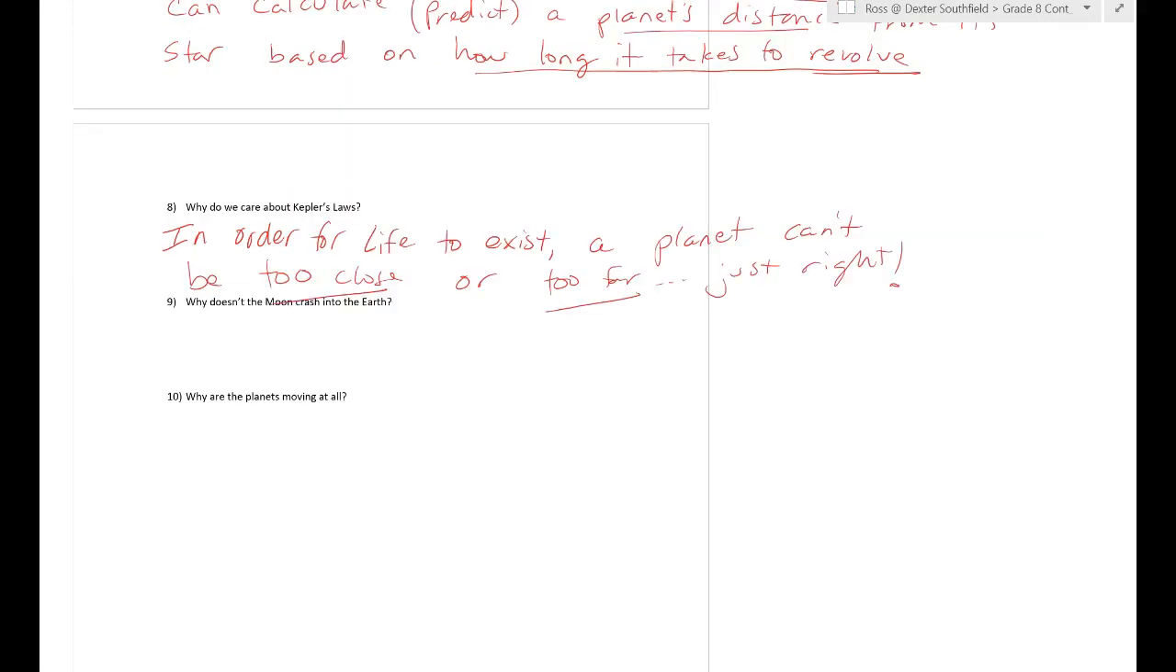So with 9 and 10, I'm going to actually answer number 10 first. Why are the planets moving at all? Well, the planets and the stars, and this goes back to question 1 about what Hubble saw with redshift, everything's moving and rotating and revolving, and the universe is expanding outwards, all because of the Big Bang. So this question of why the moon doesn't crash into the Earth is the same as why doesn't the Earth crash into the sun, right?